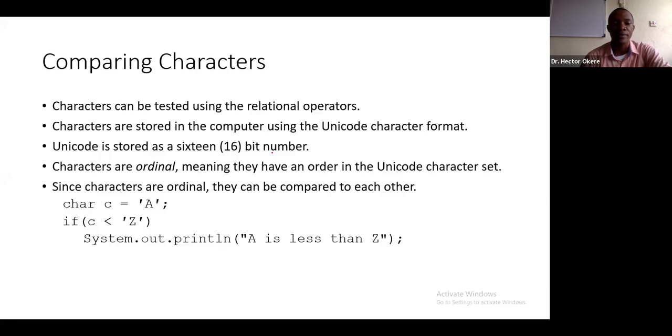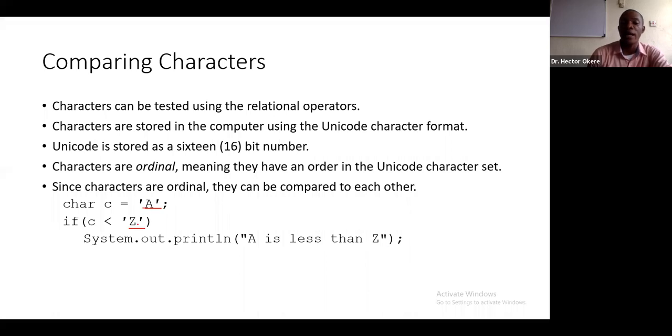Characters are ordinal, meaning they have an order in the Unicode set. Since characters are ordinal, they can be compared to each other. For example, A can be compared to Z. So character C is equal to A. Now, if C is less than Z, system.out.print, A is less than Z.